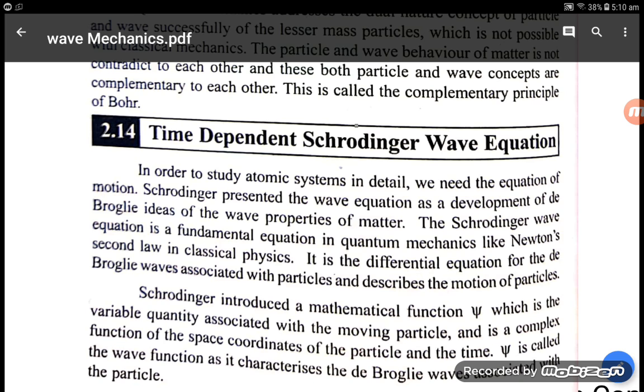We have seen how stationary waves are present in the atom, how the stationary waves are related to the Bohr atomic model's stationary orbits, and how the waves associated with the electron are in those stationary orbits.